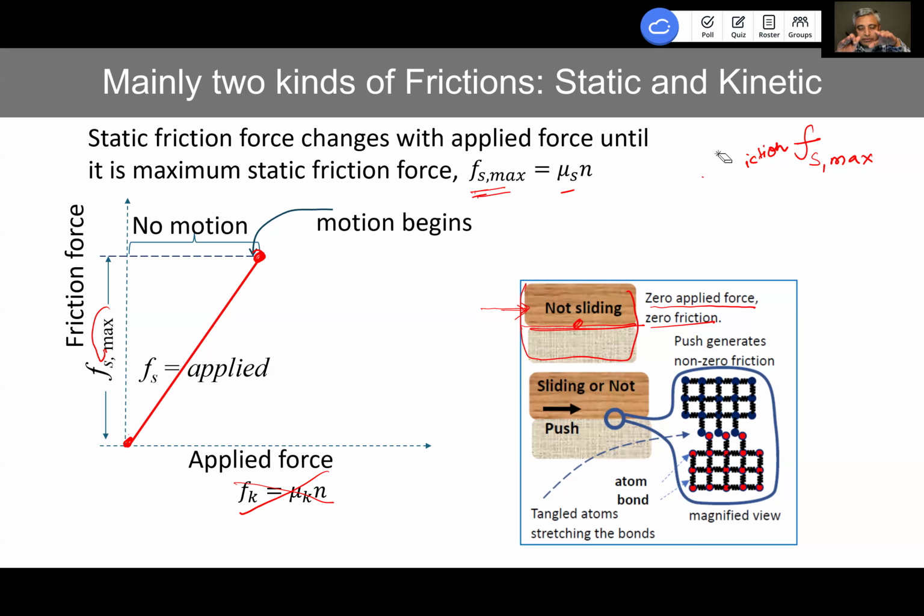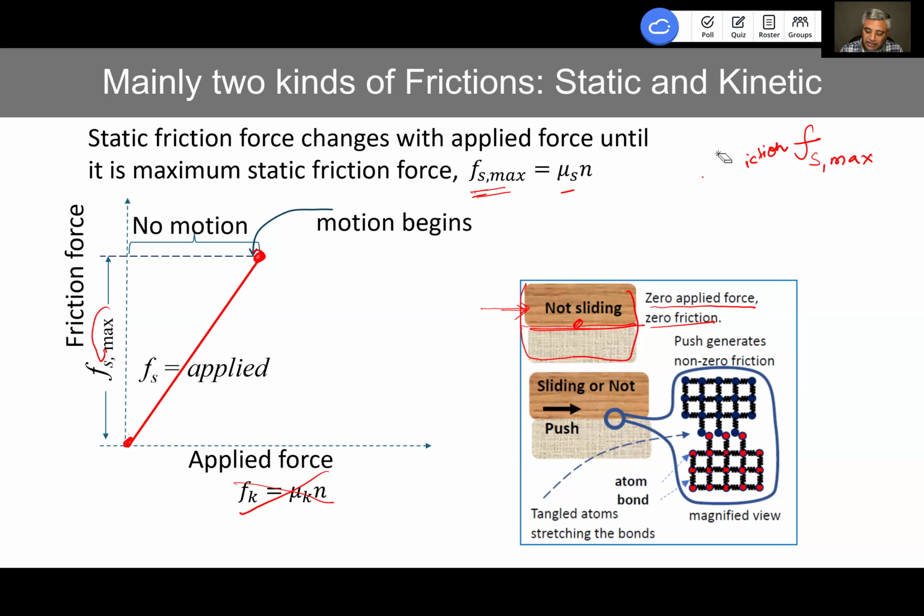So you give a push to a couch. Once it starts sliding, you don't need to keep pushing with the exact same amount of force. Even if you apply a little bit less force, it will just keep sliding. Turns out that's the case. I don't know if you have ever noticed that. Starting to slide is more difficult than keeping it sliding.